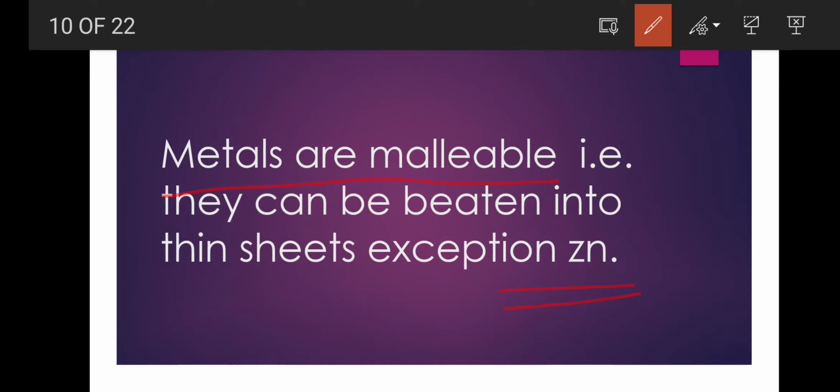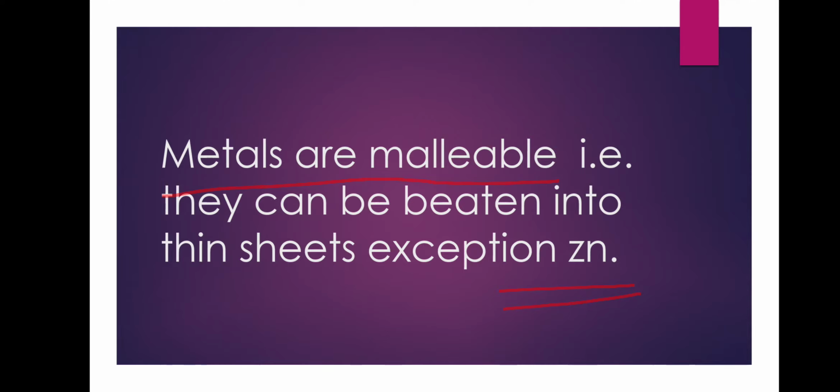is why you get aluminium boxes. Clear? The best example is aluminium. Aluminium is a metal, and it can be beaten into thin sheets, and those sheets are used to make boxes. Those sheets are used to make cupboards. Clear?